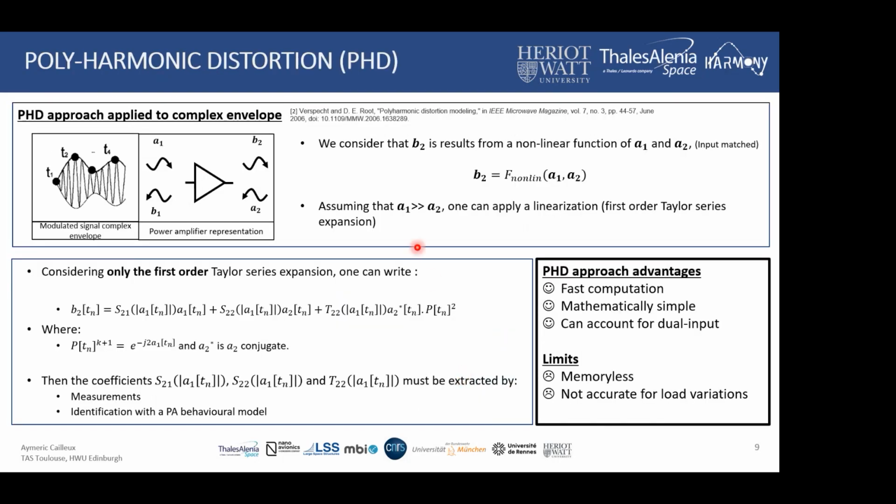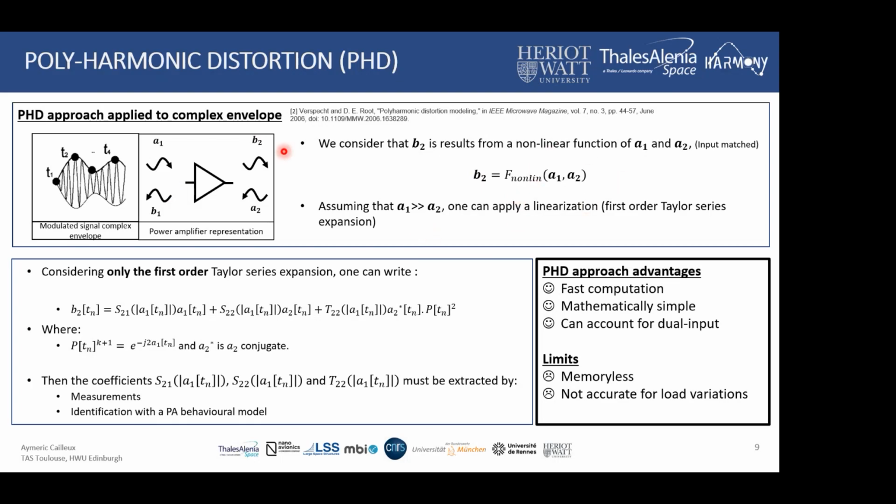Then I would like to introduce what is called the polyharmonic distortion approach. So again, if we take our complex envelope and we sample it in multiple time instants, and if we take this representation of a power amplifier with A waves being the incident wave and B wave being the output wave for both port 1 and port 2, if we consider that the power amplifier is well matched at the input and then B1 is equal to 0, we can say that B2, so the wave we're interested in, is equal to a nonlinear function of A1 and A2.